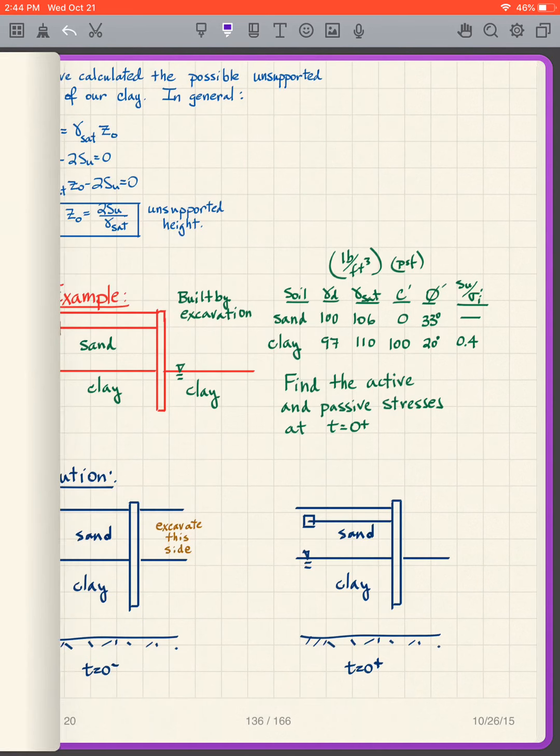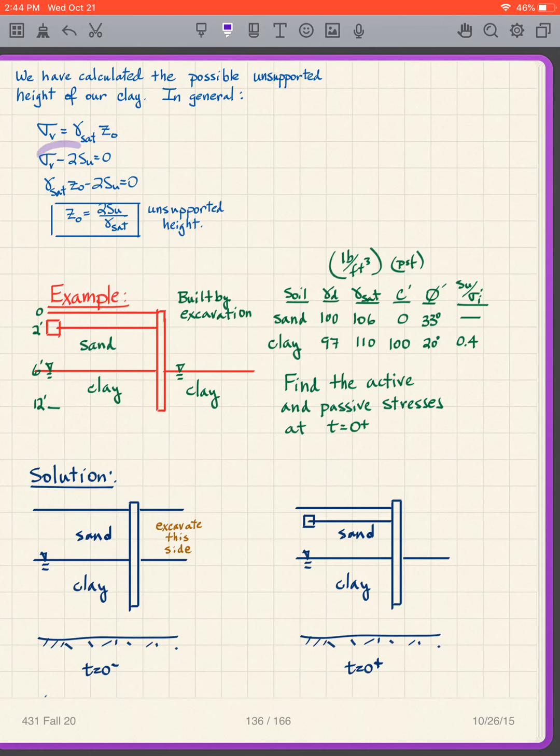So that means, this is that equation that we just did, and if our sigma v is gamma saturated times the depth, then gamma saturated times Z naught minus 2SU equals 0. I can solve that expression for Z naught, and we call that the unsupported height. In other words, 2SU over gamma saturated gives me my unsupported height, which is a little bit handy if I know the undrained strength of our clay. I can just do this little simple calculation and get an estimate of the unsupported height.